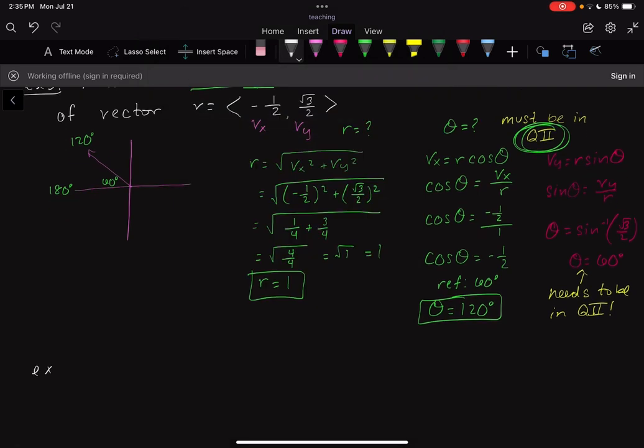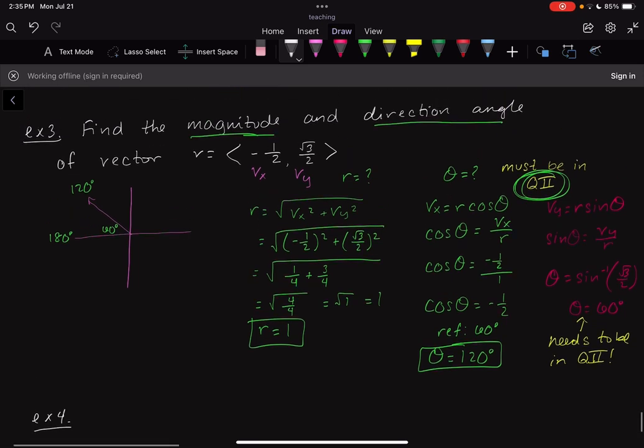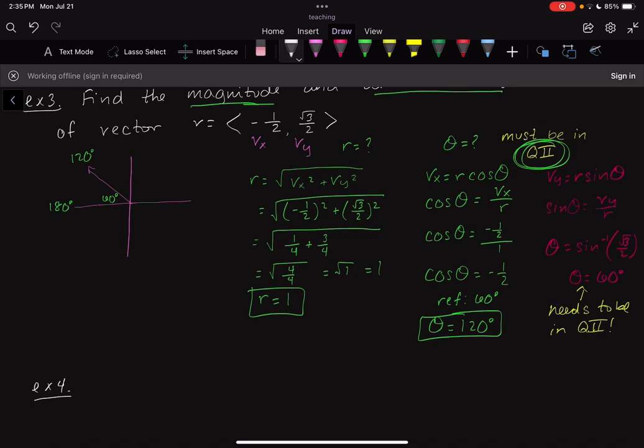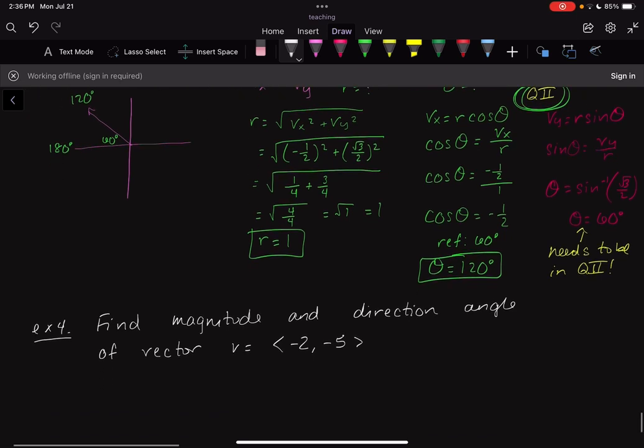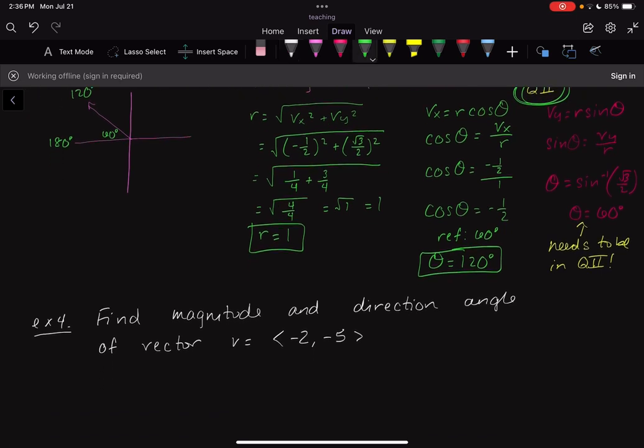Let's go ahead and do another problem. And I think I might have to do some more of those. So let's do one where you have to use a calculator though. So this says find the magnitude and direction angle of vector v. (-2, -5) is the component form here. So again, we're looking for r and theta.